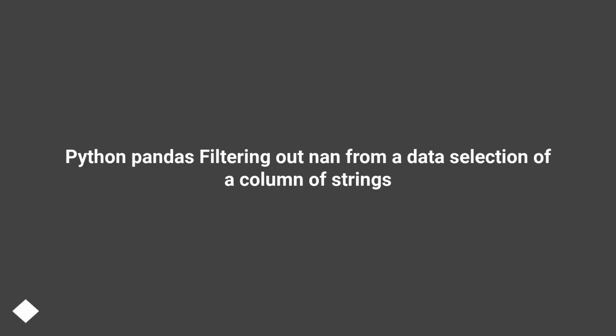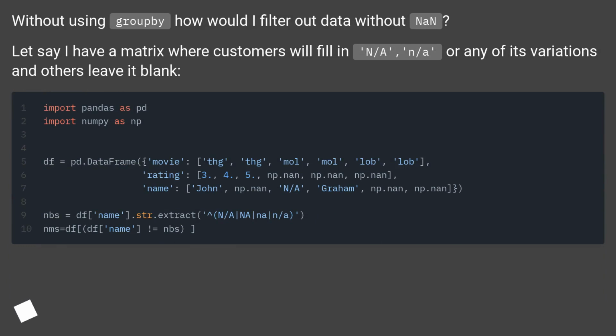Python pandas: filtering out NaN from a data selection of a column of strings. Without using GroupBy, how would I filter out data without NaN? Let's say I have a matrix where customers will fill in n/er, n/er or any of its variations, and others leave it blank.